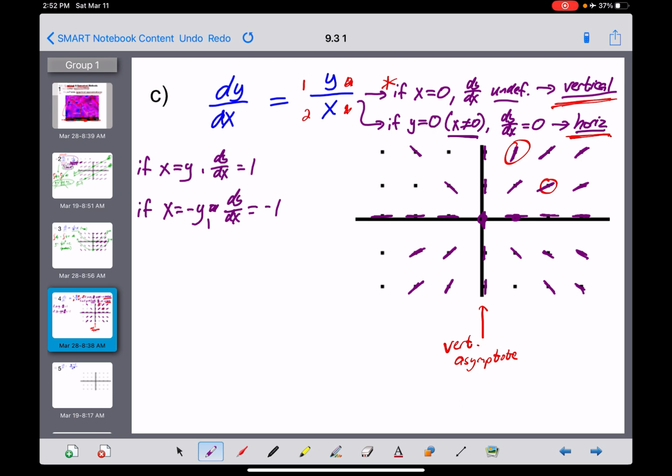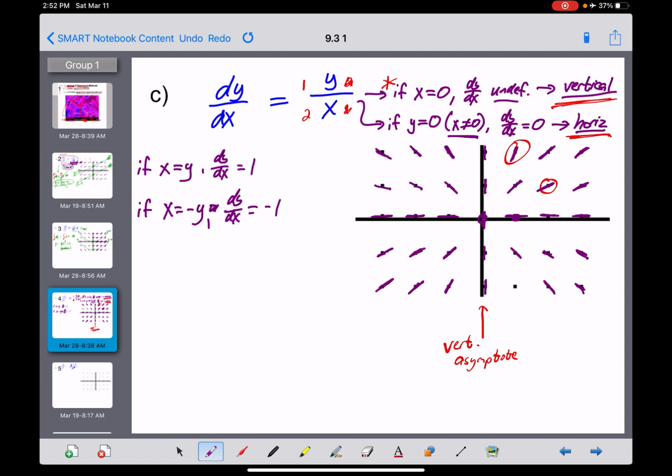This is kind of cool. And you get this really neat starburst looking pattern here that we have going on. So this is one of my favorite slope fields right here. I thought this one was really interesting. Basically, everything shoots out of the origin right there.